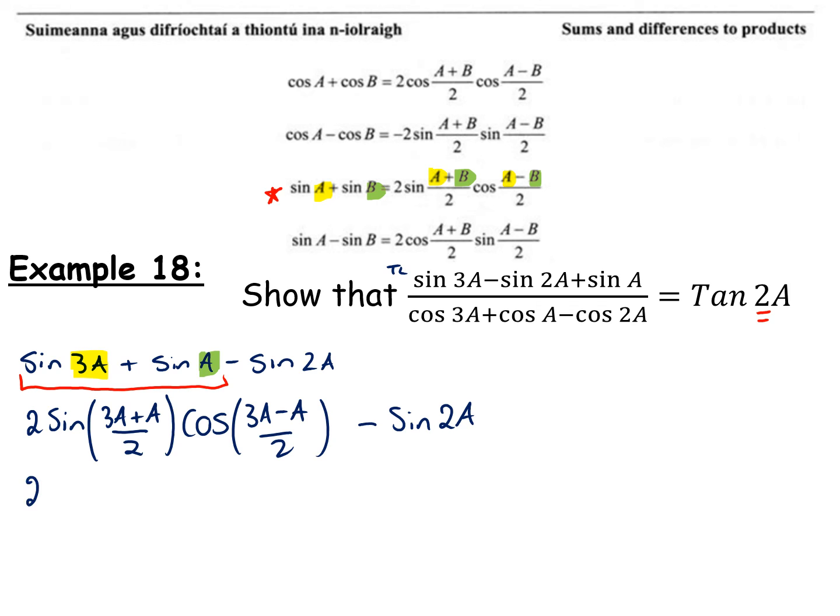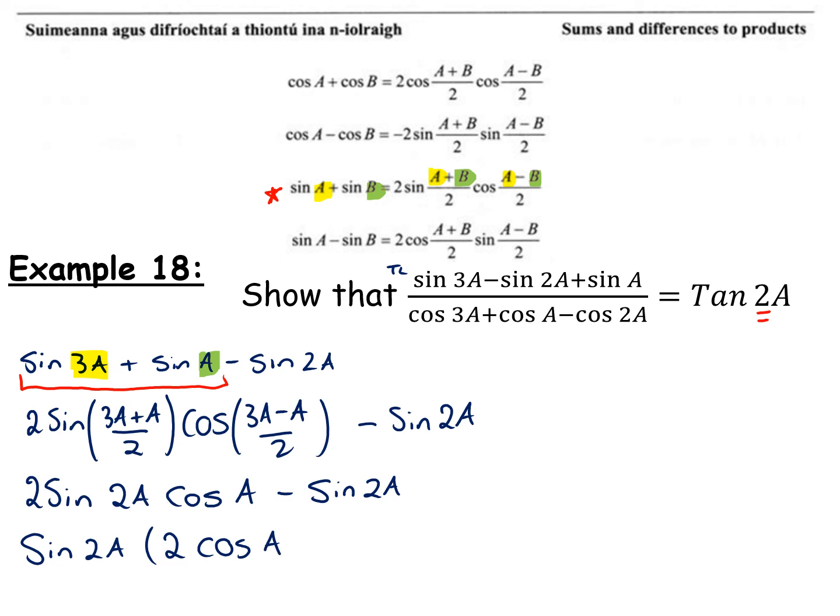So tidying this up, I get 2 sine 4a over 2. I'm going to go straight to 2a. And cos of 2a over 2, which is a, minus sine of 2a. Notice now we actually have a sine of 2a that's common. So I'm going to pull that out in front. And I'm left with 2 cos of a minus 1. So that's my top line at the moment.